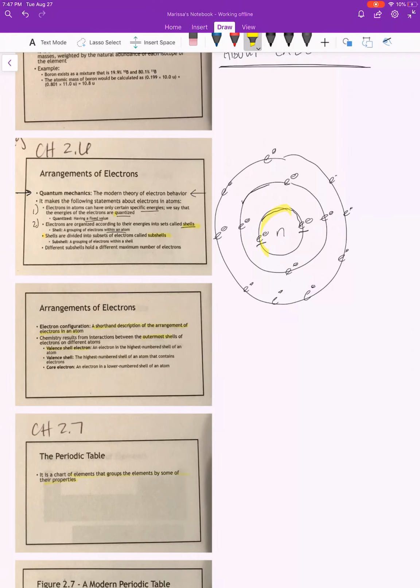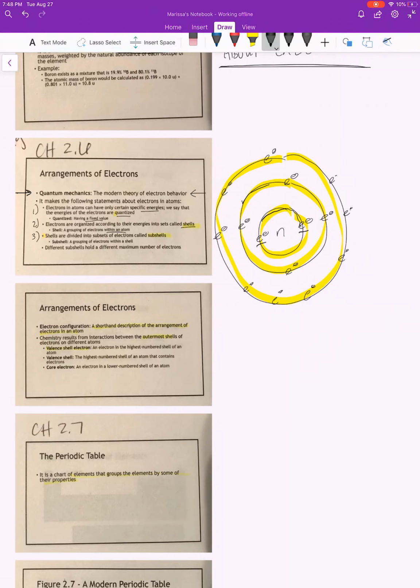Okay, so once we fill the inner one, if we go to say boron, we have to make a new shell, and then we fill it all the way up till say we get to sodium, and then we have to fill a new shell. And it gets bigger and bigger as the elements get heavier and heavier. So that's the second rule.